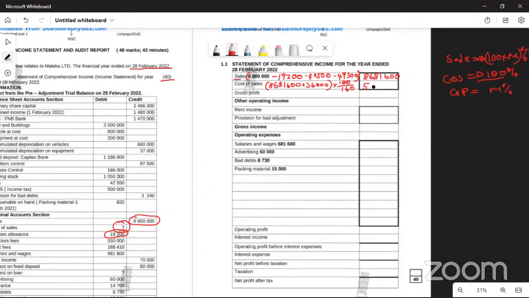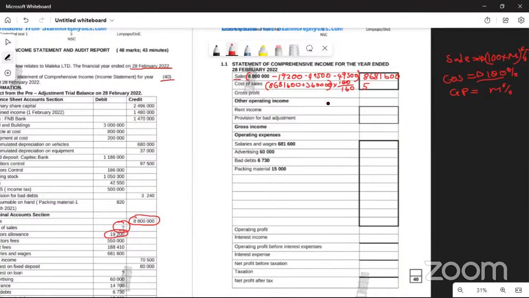$5 million. Can I? 8,681,600 plus 360,360. Sorry, I forgot another zero. Okay.